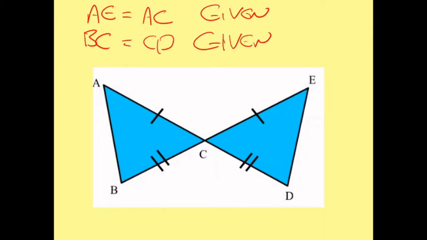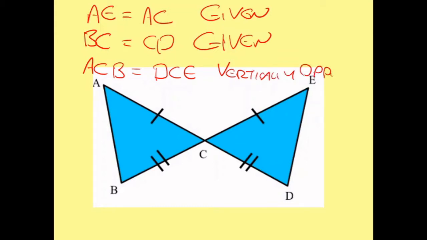Do I know anything else is the same? Now I actually know the angle ACB must equal the angle DCE because they are vertically opposite angles. That's it. Now, do I have enough information here? So I've got side, angle, side, yeah? So then I'm going to put side, angle, side, so it's congruent.